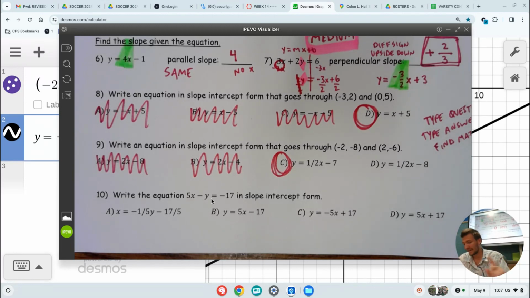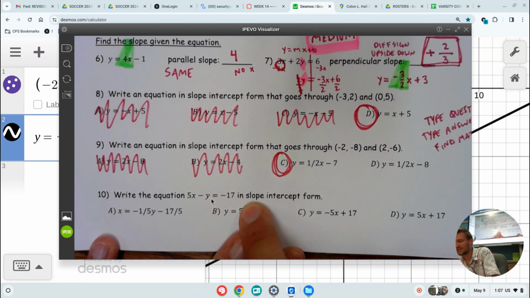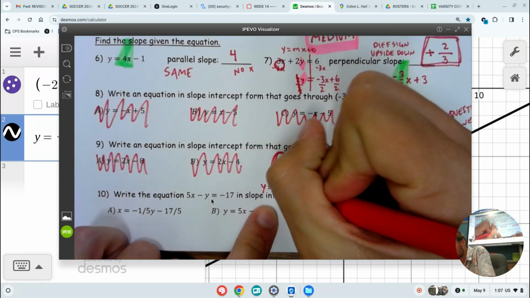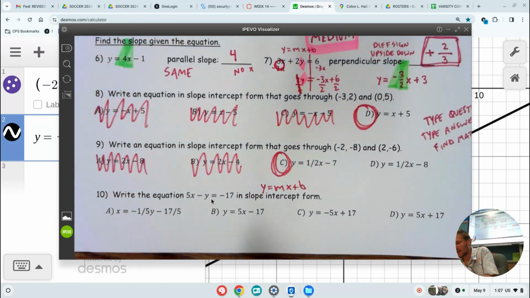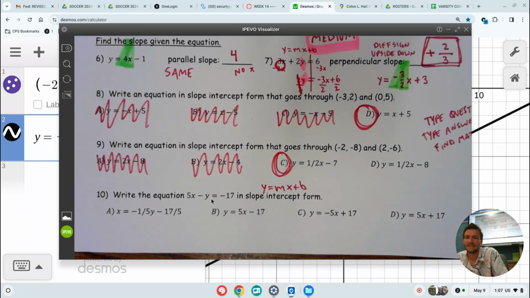Now I will say, before we even do that, it says write the equation in slope-intercept form, which we know is y equals mx plus b. Are any of these answers not even in slope-intercept form? Can we just cross off any of these answers before we even start?